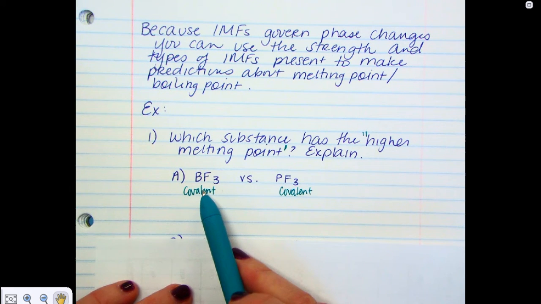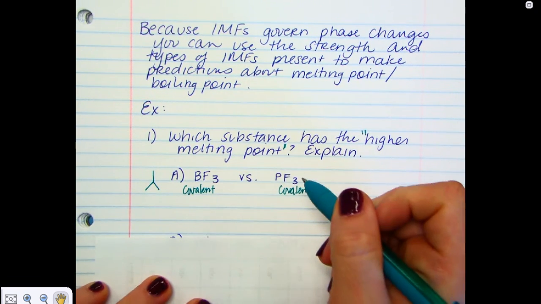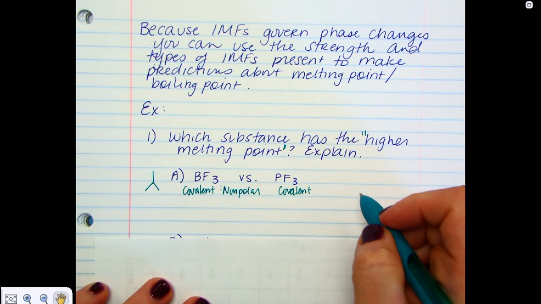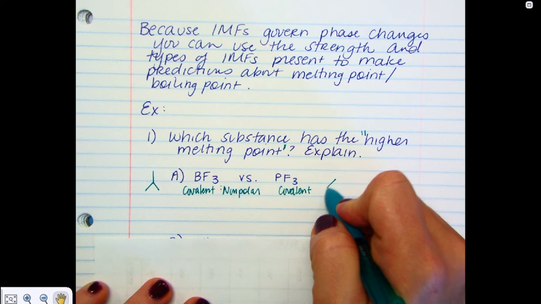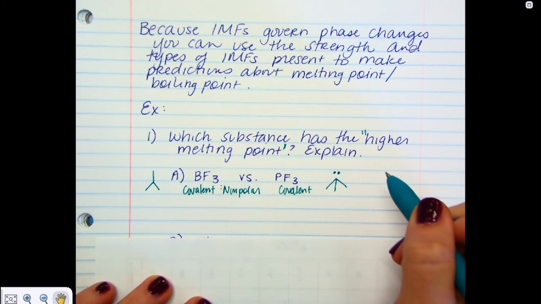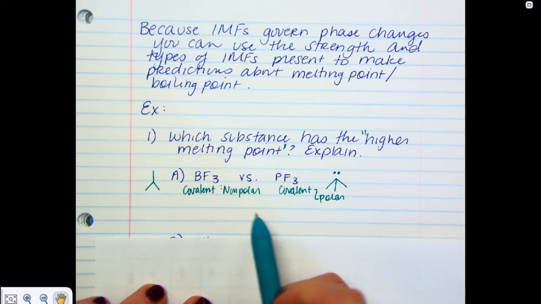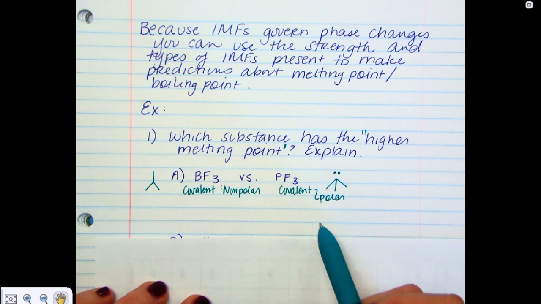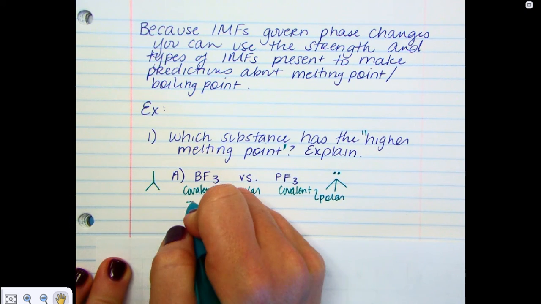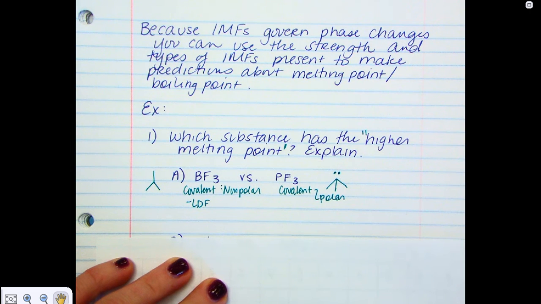Well, BF3, boron, I know that's going to make my trigonal planar shape. This is symmetrical, so I know that this is nonpolar. Okay. PF3, phosphorus makes my pyramidal shape. In my pyramidal shape with that unshared pair of electrons on the top, I know that this is polar. Okay. So now, how does this play into the intermolecular forces I have? Well, nonpolar compounds can only have London dispersion force. London dispersion force is going to be based on the number of electrons that I have.